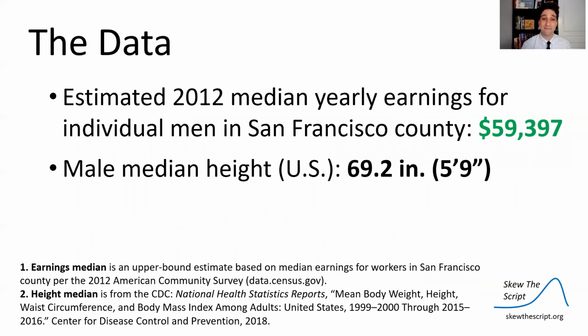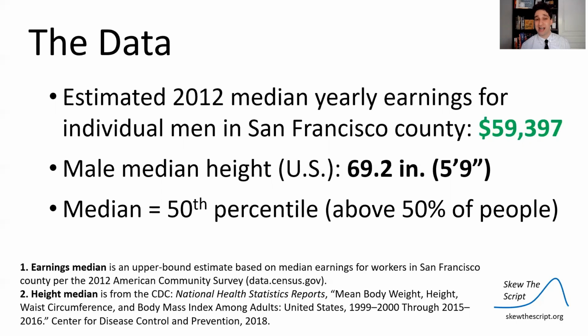So we estimated the 2012 median yearly earnings for individual men in San Francisco County to be $59,397 at the time. That's kind of an upper bound estimate. And the male median height in the United States is estimated to be around 69.2 inches, or about 5'9". Remember what the median is. The median is the 50th percentile of the data set. So in the United States, we'd see 50% of people would be above that height, 50% of people below that height. And in San Francisco County in 2012, 50% of men would earn more than that amount or less than that amount.